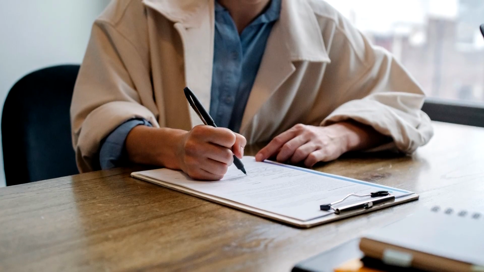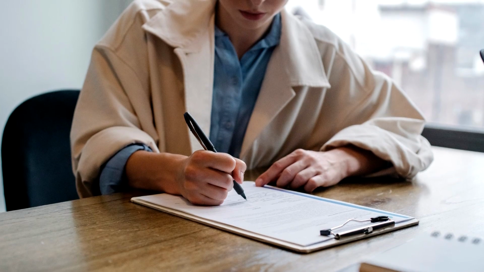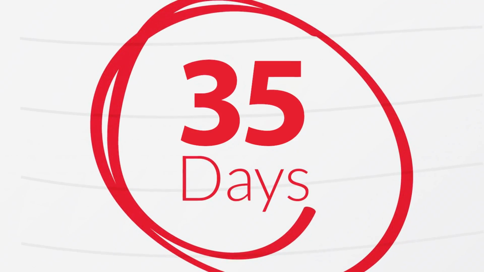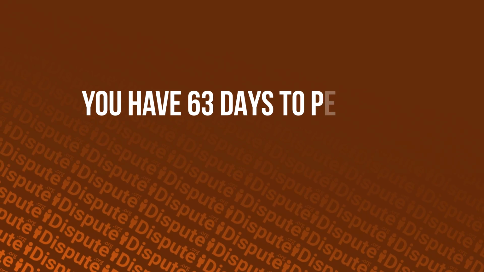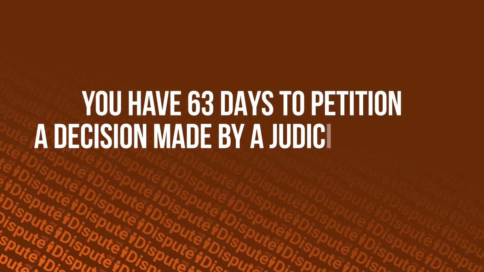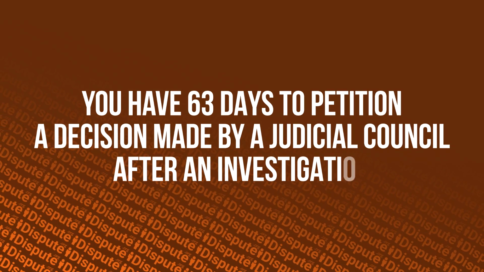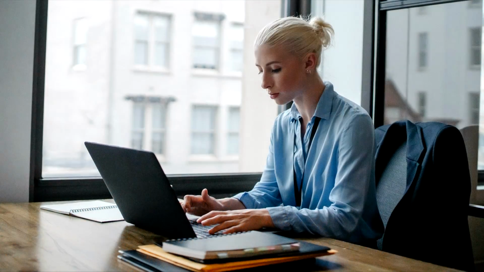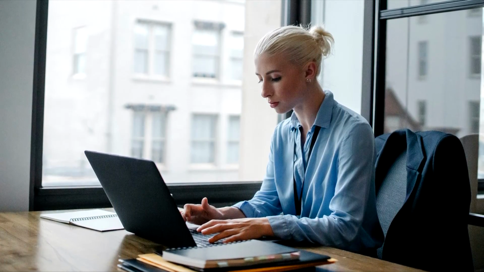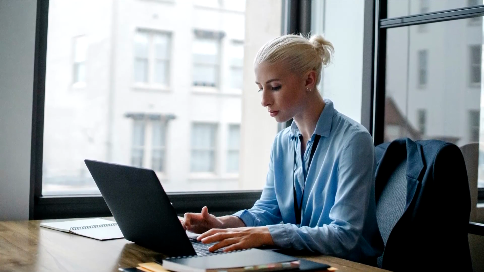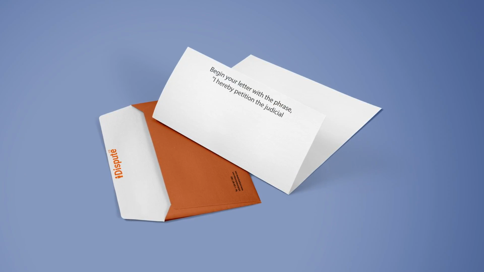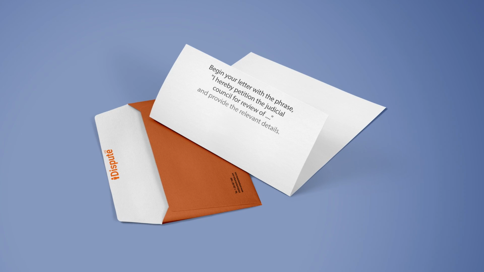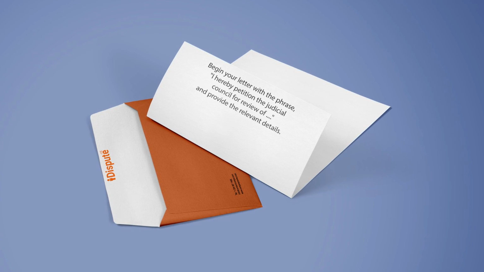Should you request a review by the Circuit Judicial Council, you must write a letter to them requesting this within 35 days of the dismissal date. You have 63 days to petition a decision made by a judicial council after an investigation. Use a standard business letter format to write your petition and address it to the circuit clerk. Begin your letter with the phrase, "I hereby petition the Judicial Council for review of," and provide the relevant details.